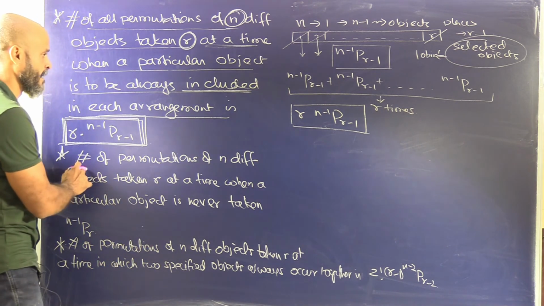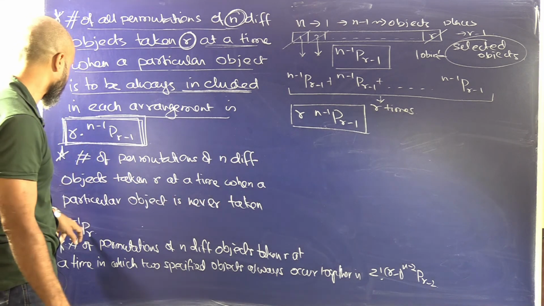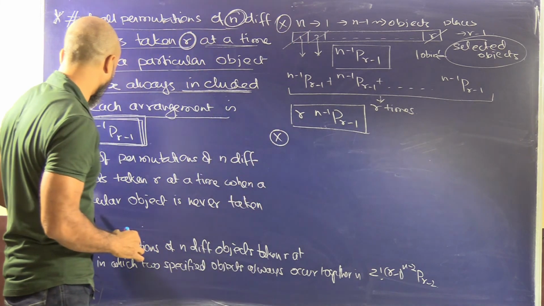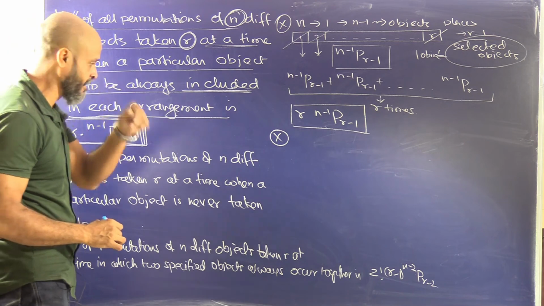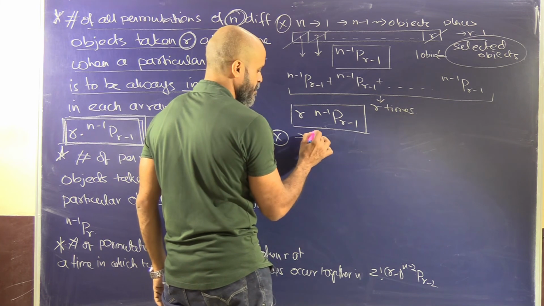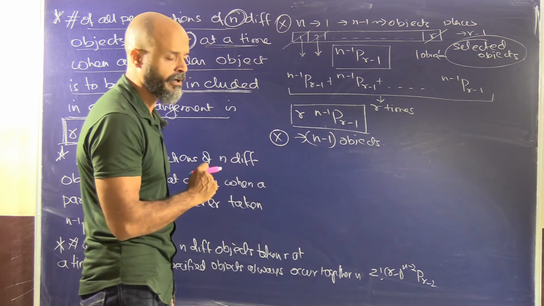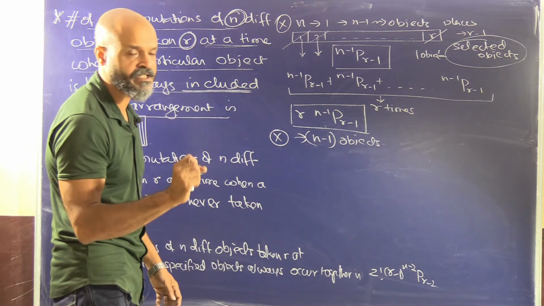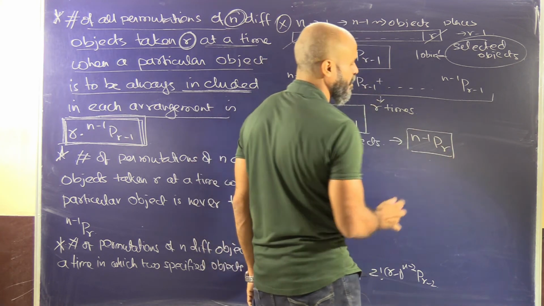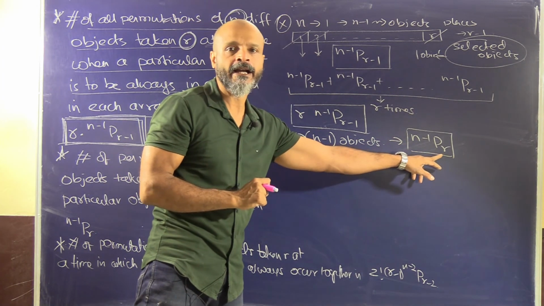Alright. So we have here the number of permutations of n objects taken r at a time when a particular object is never taken. It's very simple. So this particular object is not there, so we will have n minus 1 objects. The number of places, however, is not reduced; the number of arrangements is still r. So here we have (n minus 1)P(r), since a particular object out of the n objects is never taken.